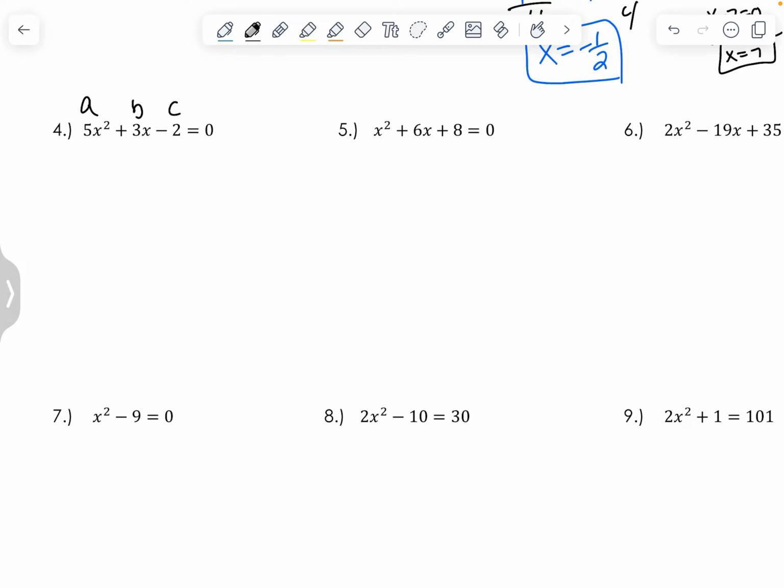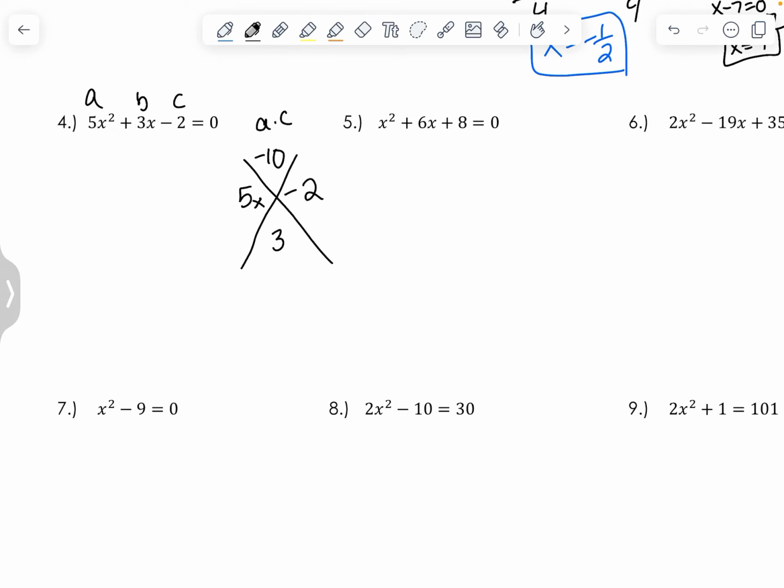All right, so to factor this, remember you're going to multiply the a times c, and you're going to get 5 times -2, which will give you -10, and then it adds to 3 in the middle. So we need to find two numbers that multiply to -10 and add to 3. It's going to be 5 and -2. So these are going to be our x numbers that make the middle term.